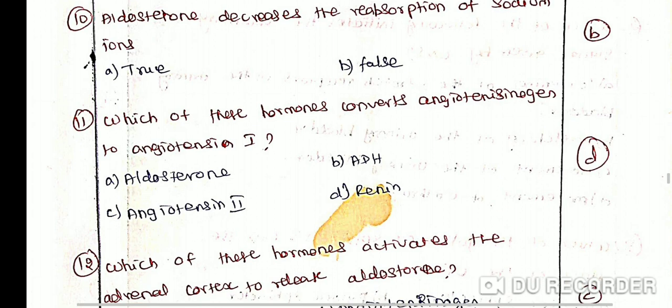Next question. Which of the hormones converts angiotensinogen to angiotensin 1? Option A, aldosterone. Option B, ADH. Option C, angiotensin 2. Option D, renin. The correct answer is option D, renin.